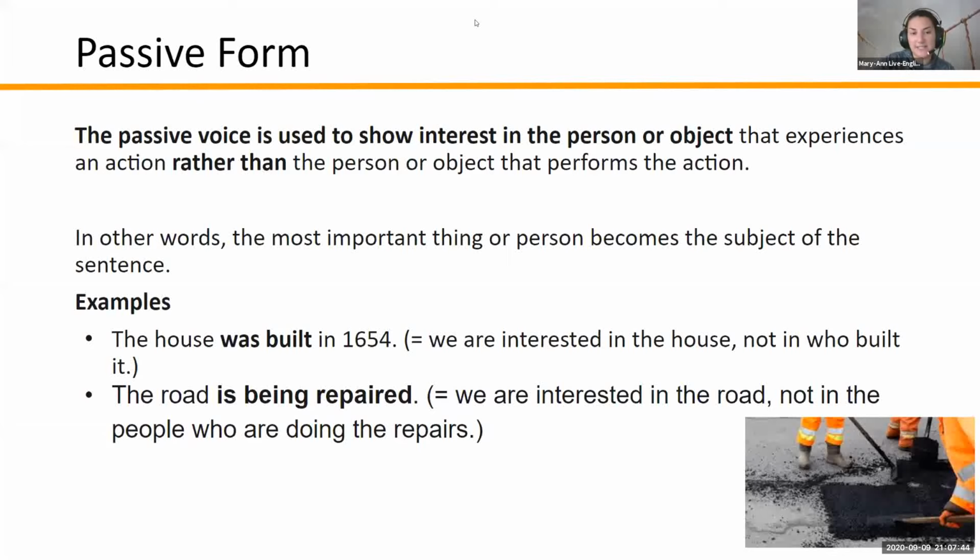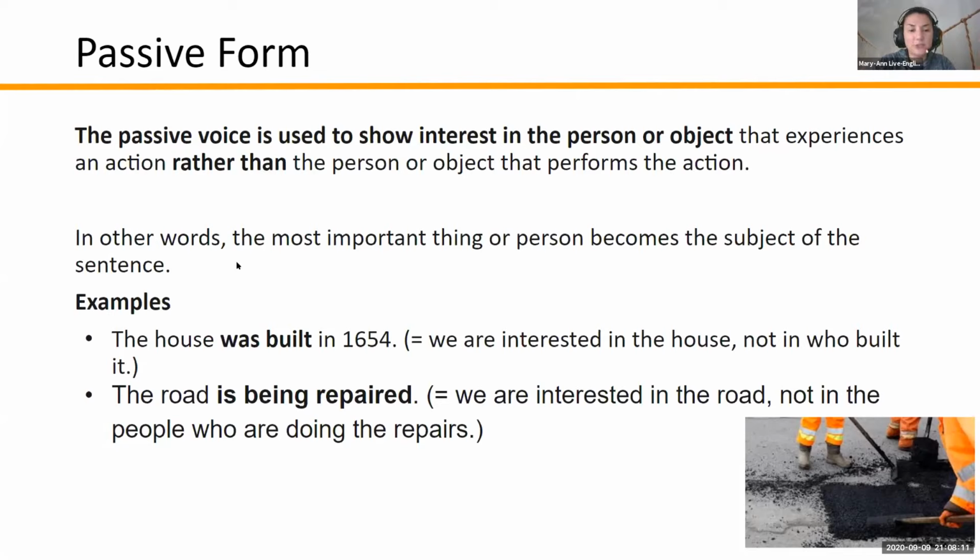that experiences the action. Okay, so basically when you have a sentence with a subject, a verb, and an object, that's an active sentence. In this case, the object or the person receiving the action is what's important. And they then become the most important thing in the sentence, and they go at the front of the sentence.